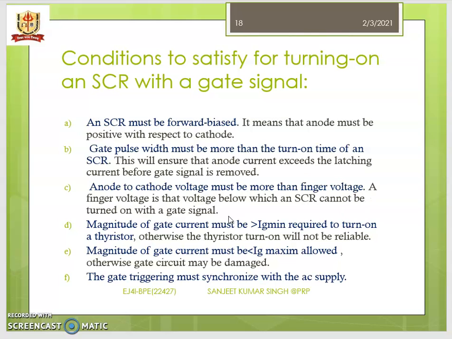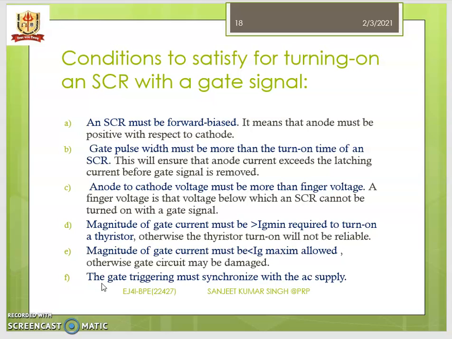Thirdly, anode to cathode voltage must be more than the finger voltage. Finger voltage is the voltage below which an SCR cannot be turned on with a gate signal. Magnitude of gate current must be greater than the minimum gating current required to turn on the SCR, but should be less than the maximum allowed gate current. Otherwise, it will damage the SCR or the power device.